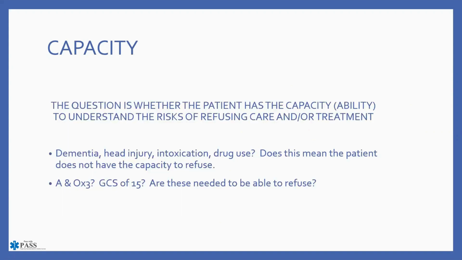So what are we actually talking about here? The question is whether the patient has the capacity, which is ability, to understand the risk of refusing care and or treatment. So how do we normally get refusals? If I were to ask any of you individually, what do we have to do in order for the patient to refuse?